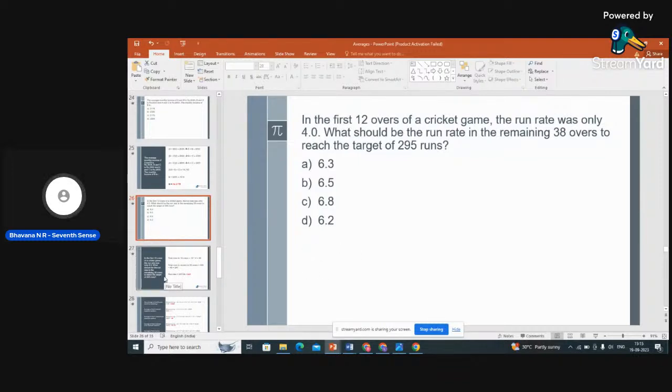Let's see what the question is. In the first 12 overs of a cricket game, the run rate was only 4.0. So what should be the run rate in the remaining 38 overs to reach the target of 295? Here we have to calculate which run rate we have to reach to get the runs to 295.